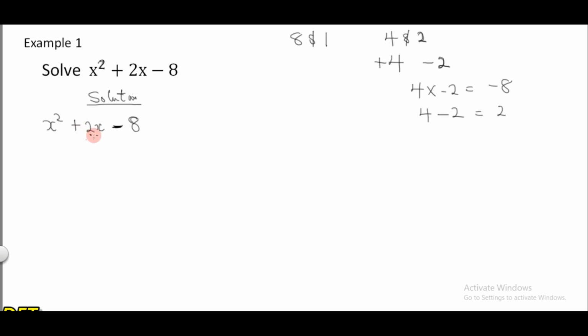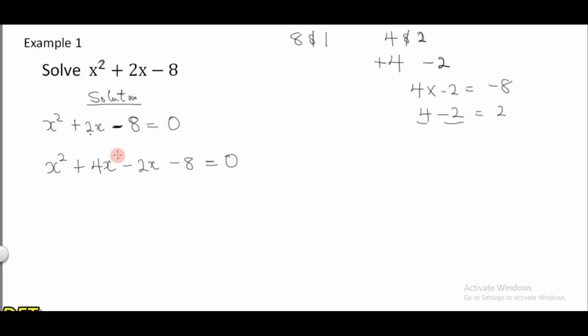The next thing I will do is replace this plus 2x with the factors, which are 4 and minus 2. So my equation will now be x squared plus 4x minus 2x minus 8 equal to 0. Remember, a quadratic equation, you must always equate it to 0.